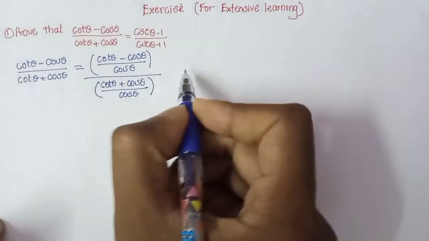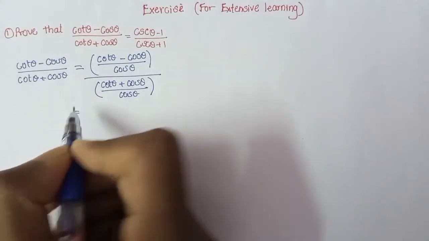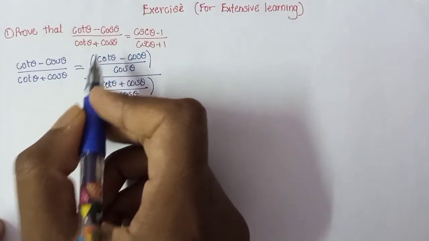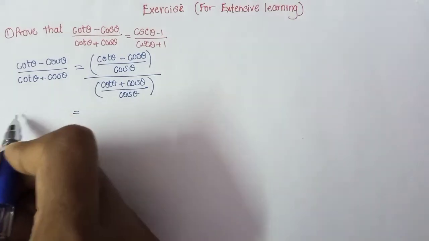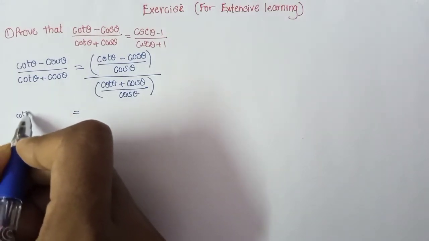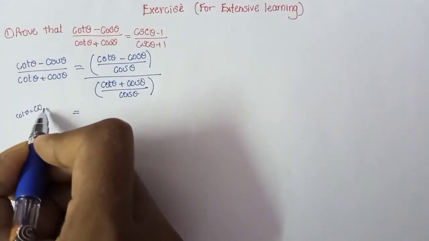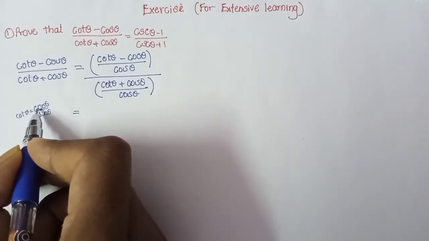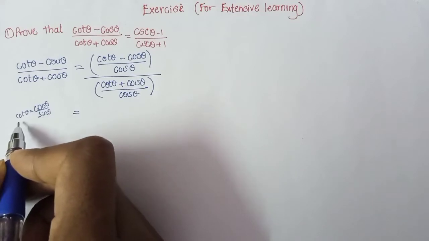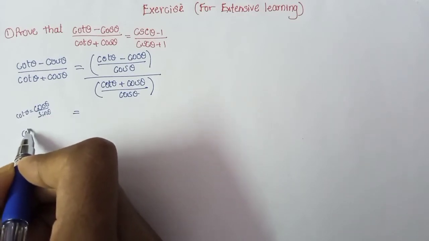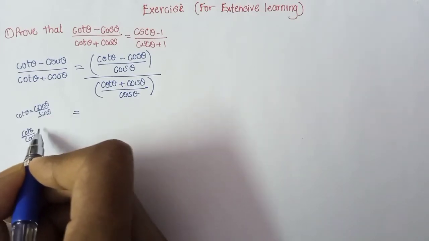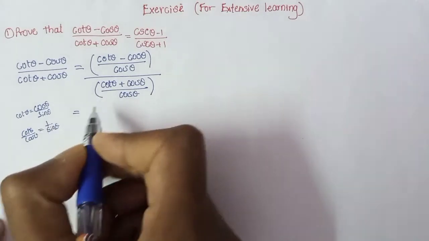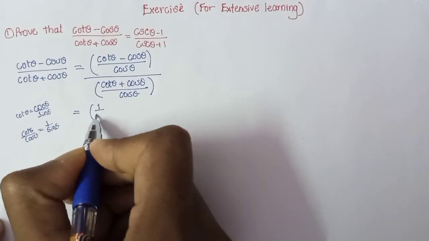If you break this one, what will you get? Cot theta by cos theta. What is cot theta? Cos theta by sin theta. Here I am writing cot theta is equal to cos theta by sin theta. So if you bring this cos theta to this side, cot theta by cos theta is equal to what will you get? 1 by sin theta. Yes, here 1 by sin theta.